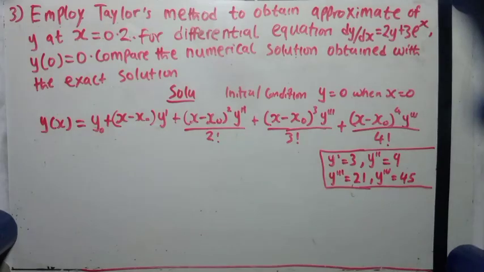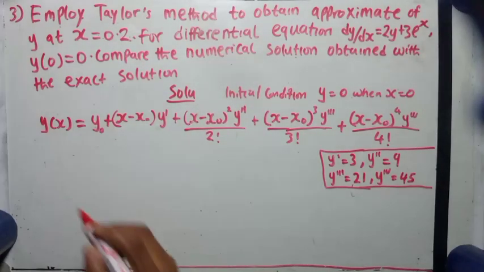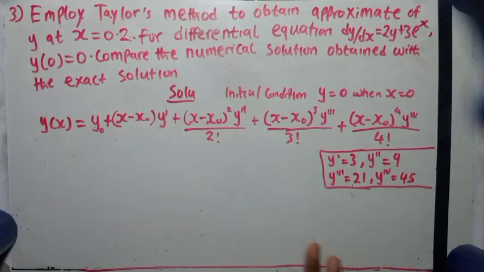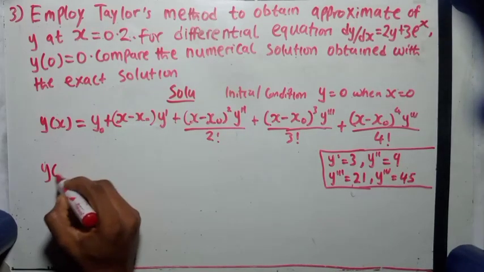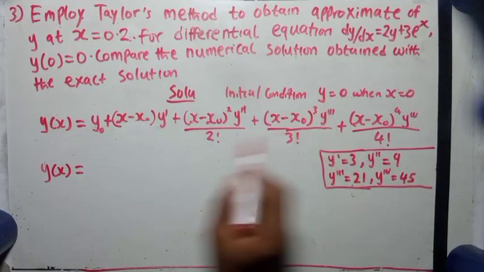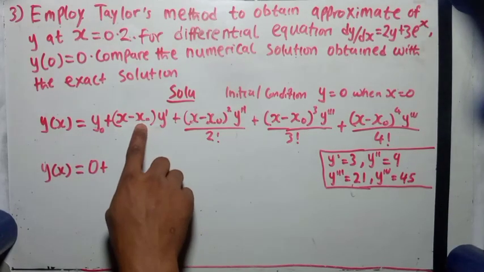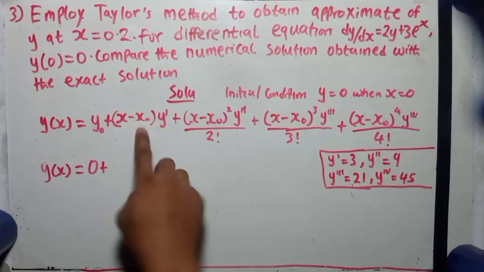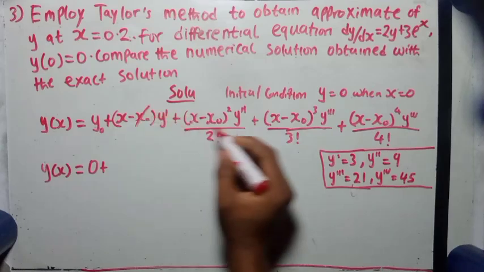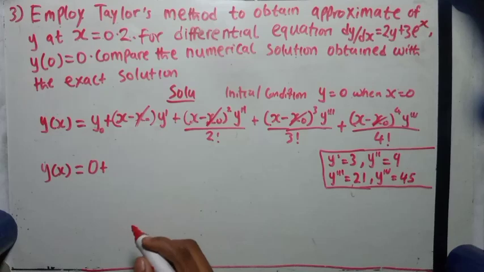So using our Taylor's method, inputting our values here, first of all I just want to update our formula. That's all I'm doing now. I'm not solving yet. So y of x is going to be, our initial y is what? 0. So we have 0 plus. For this, our x naught is what? 0. Okay, so that means this is off, this is off, this is off, and this is off.